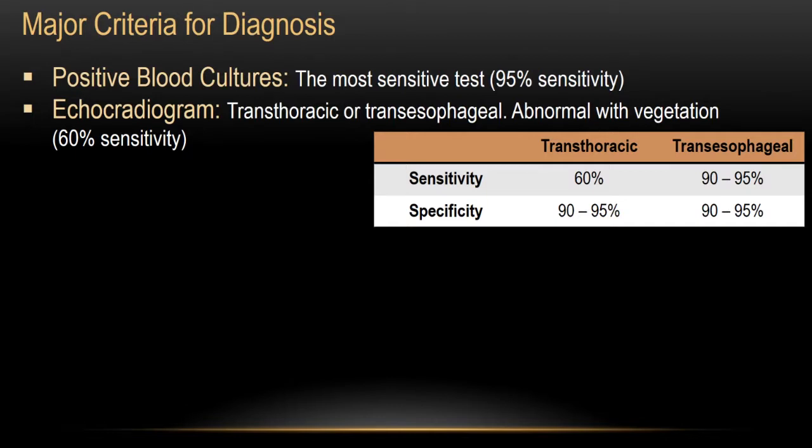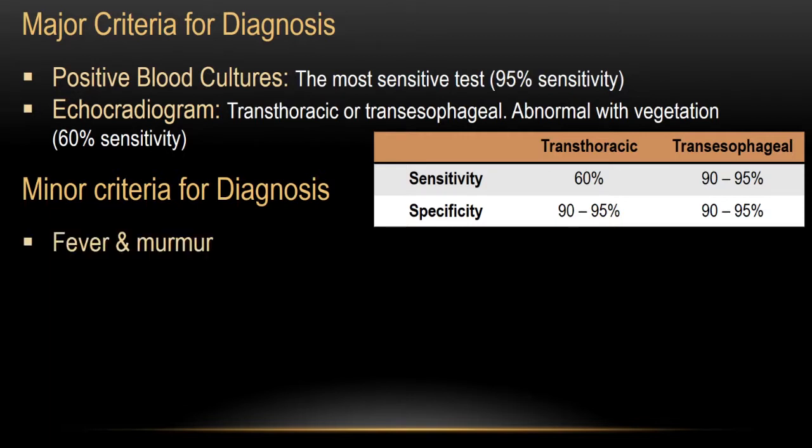We have minor criteria for diagnosis: fever and murmur. Risk factors for infective endocarditis, we see it in intravenous drug use, prosthetic valve, and we have vascular or immunologic findings. Some skin lesions, Janeway lesions are flat and painless.